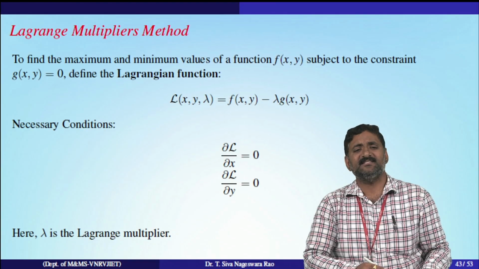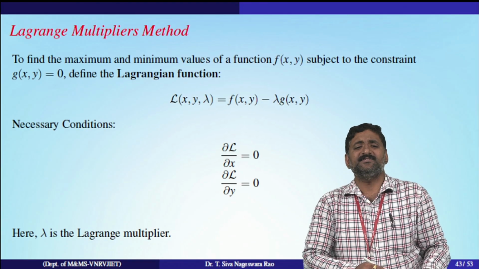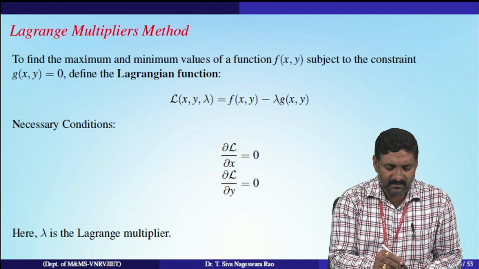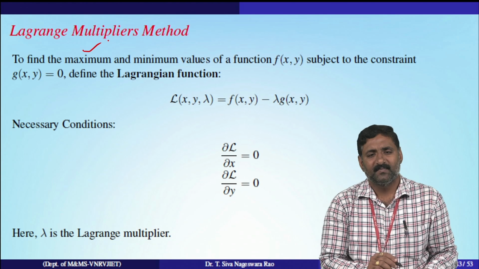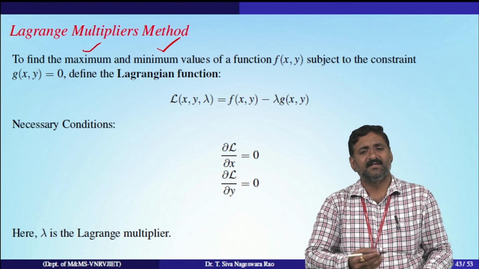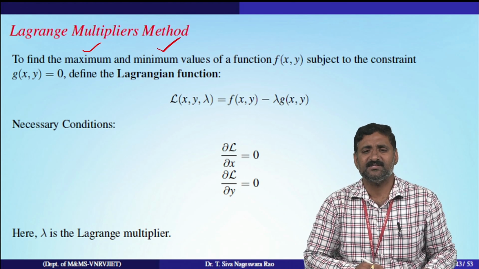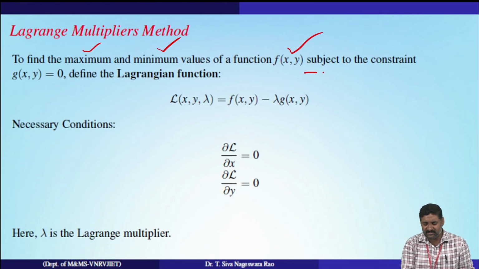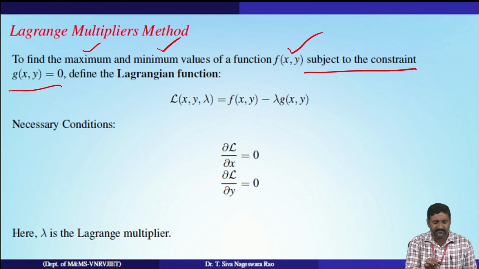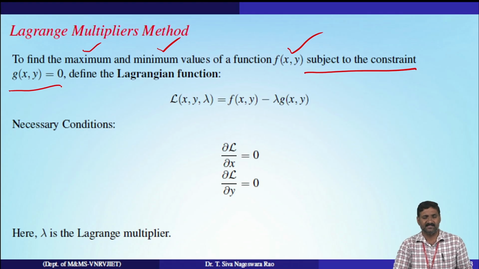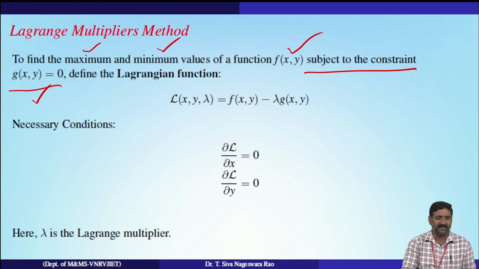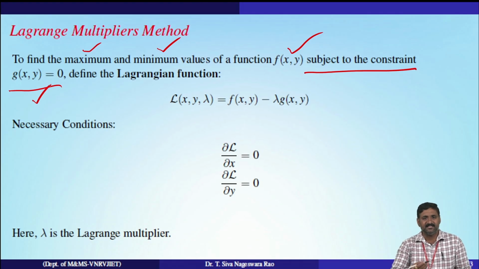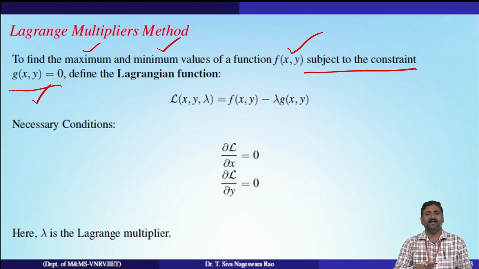Now, what is Lagrange's method? Our aim is to find the minimum or maximum values of the given function f of x comma y subject to the condition g of x comma y is equal to 0. Here this one is very important. Based on the given condition only, we are able to find the extreme values of the given function.